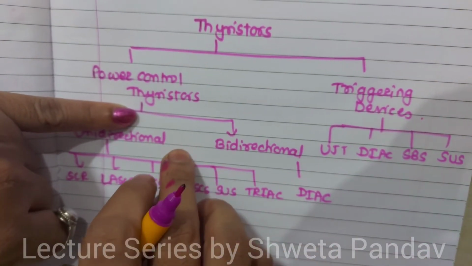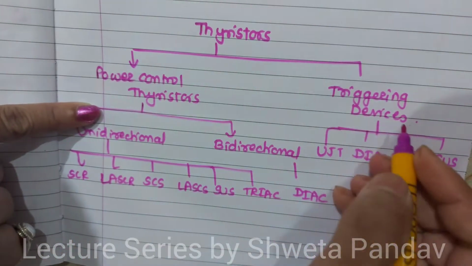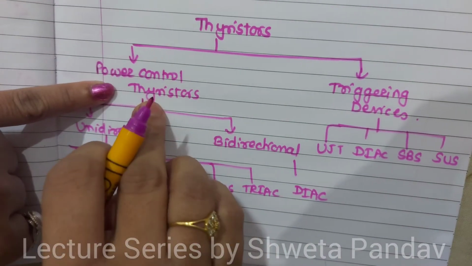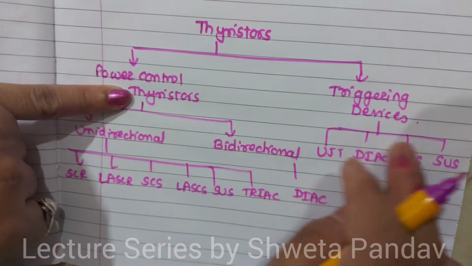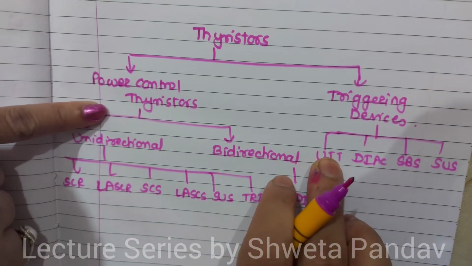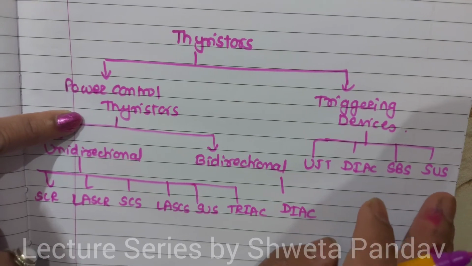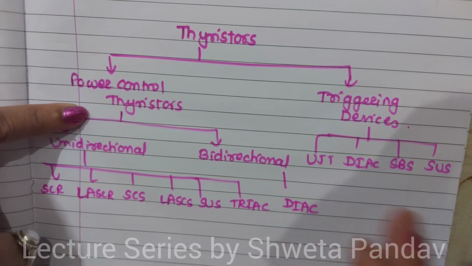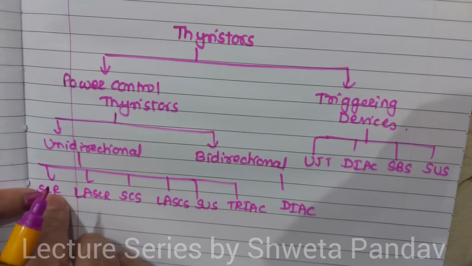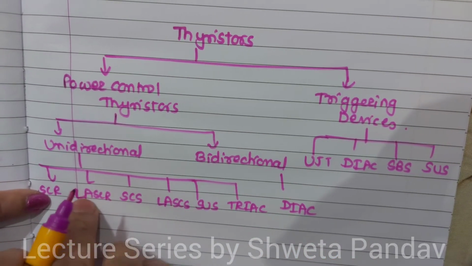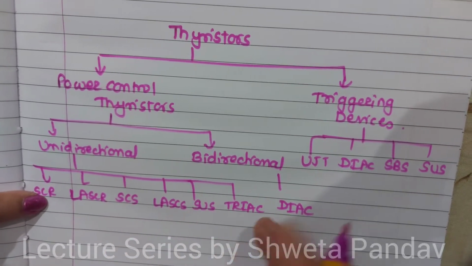used to turn on the thyristor family devices or power control thyristors. In order to turn on the power control thyristor, some devices are used. Those are called triggering devices. So those triggering devices are UJT, DIAC, SBS and SUS. While learning this chapter, in further points we'll see one by one what is SCR, its symbol, its IV characteristic. Similarly for other devices also, its symbol, working and IV characteristic.